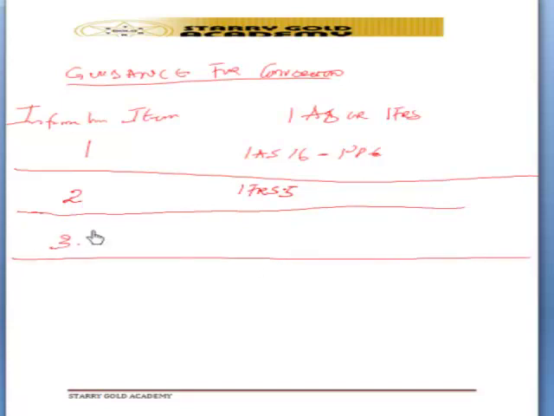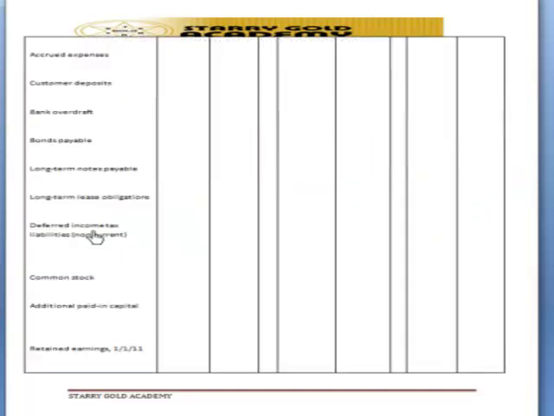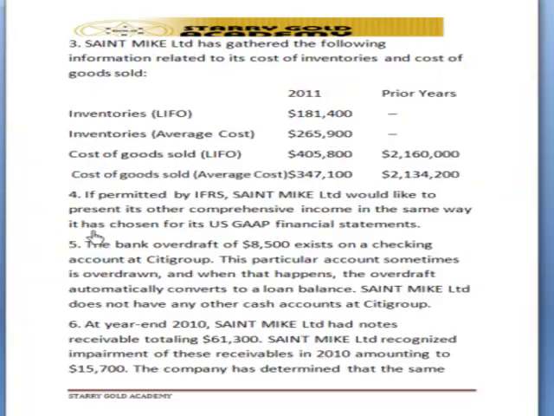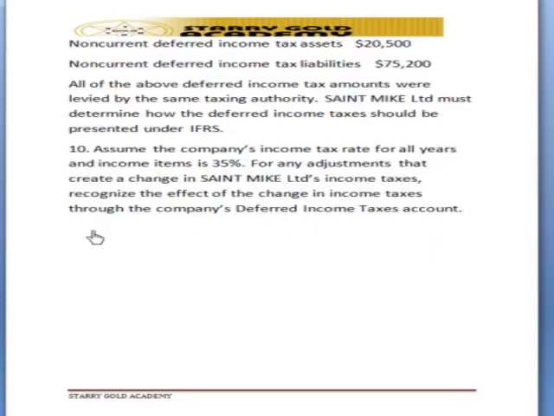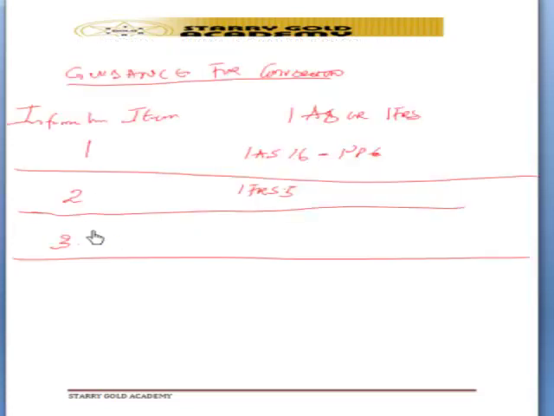Okay, item 3. What's the problem with item 3? Let us quickly locate item 3. What do we have there? Item 3. Information related to its cost of inventory and cost of goods sold. You can see inventory LIFO value, inventory weighted average cost value, cost of goods sold LIFO, and we have cost of goods sold average cost approach. So that is item 3.